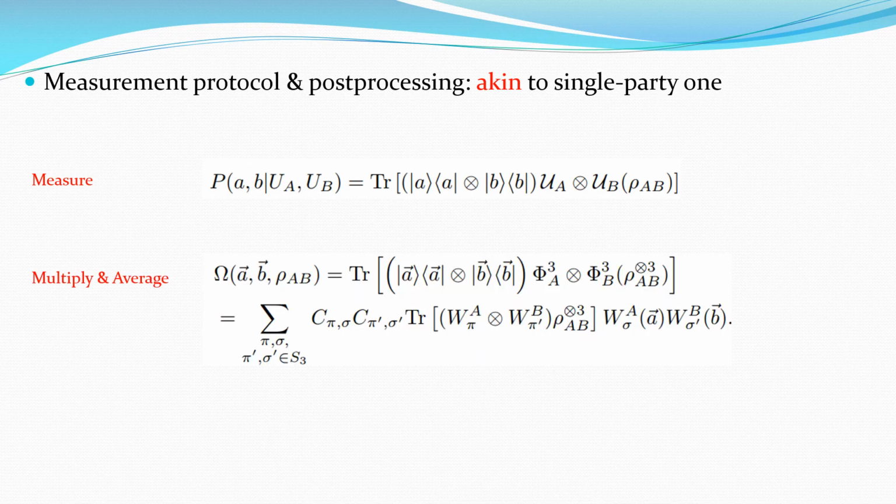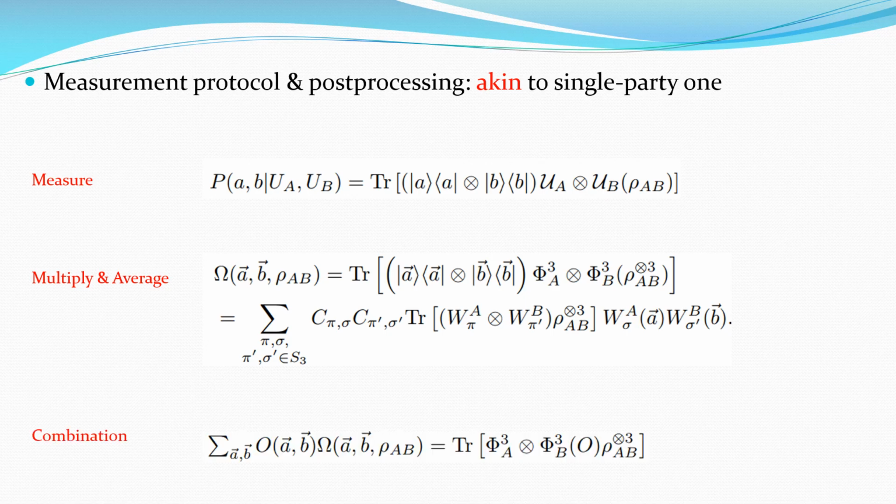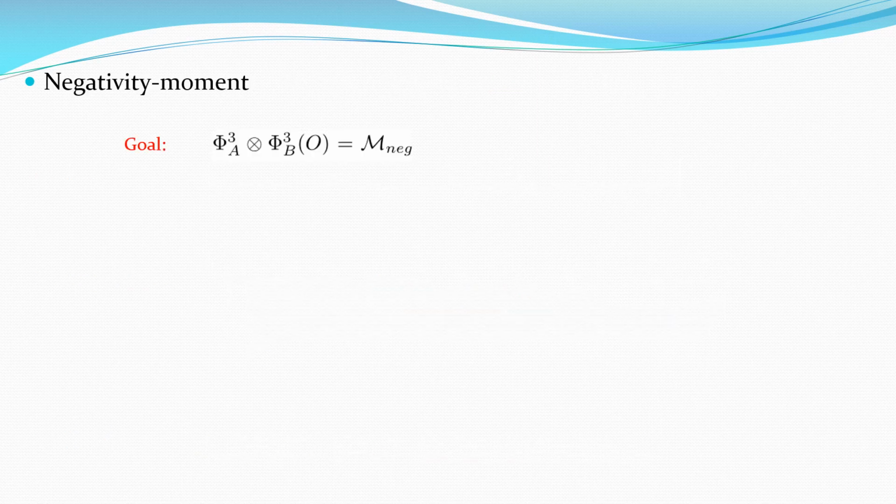Then similarly, we multiply this probability three times. Then we can get an effective Turing channel on A and B respectively. And furthermore, we can combine the results of the outputs A and B into linear combinations. So similar to the single-party case, now the problem is: can we find a post-processing strategy, say the matrix O, such that this function is satisfied? Is it possible?